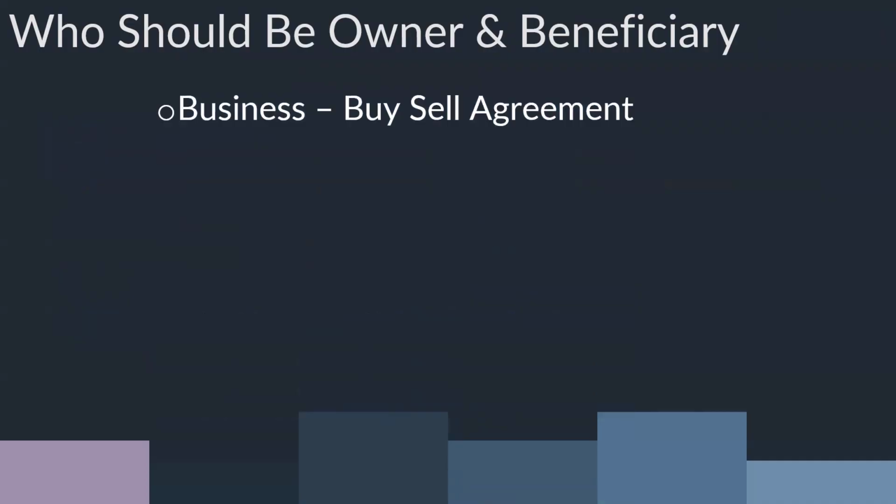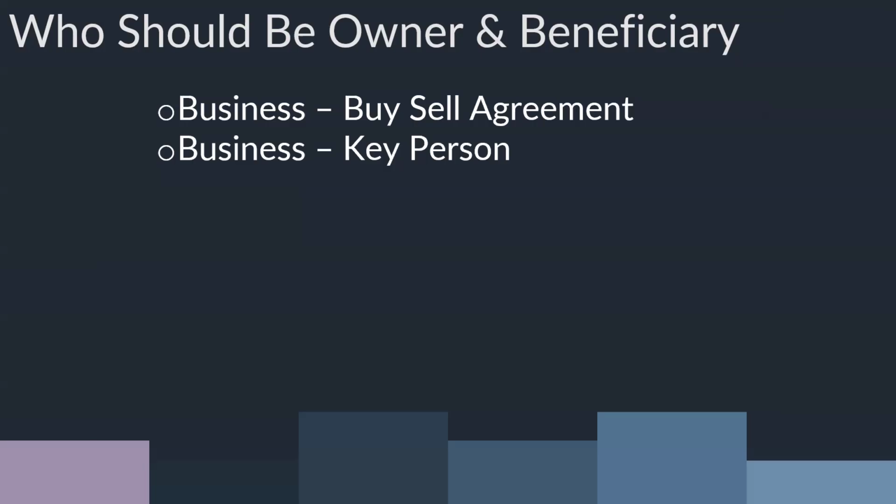If you start looking at it, we can use the policies inside of a business for buy-sell agreements. There again, if we're doing a buy-sell agreement, the owner and beneficiary is very key. Is the business the beneficiary and owner of that policy? Or in a cross-purchase buy-sell, we would want the owners to be the owners and beneficiaries of each other's policy.